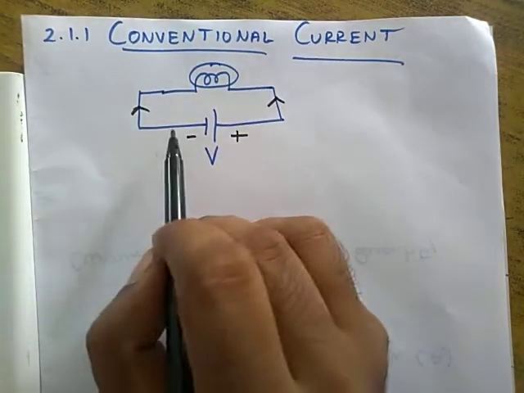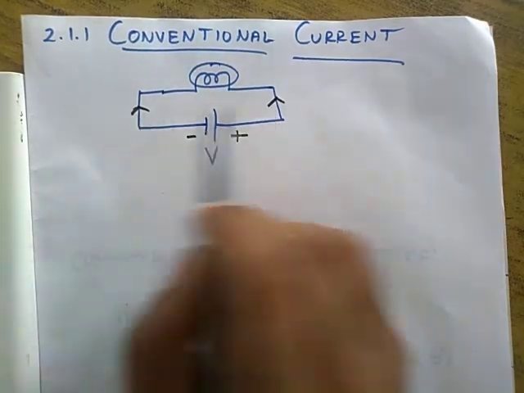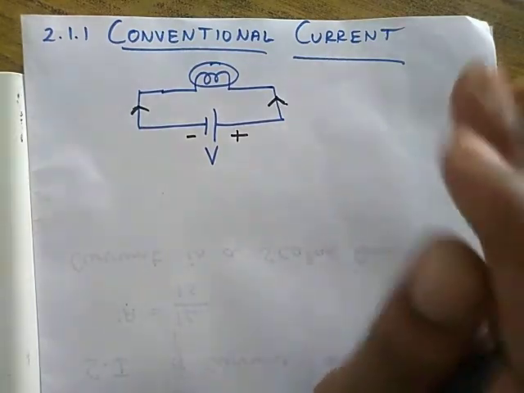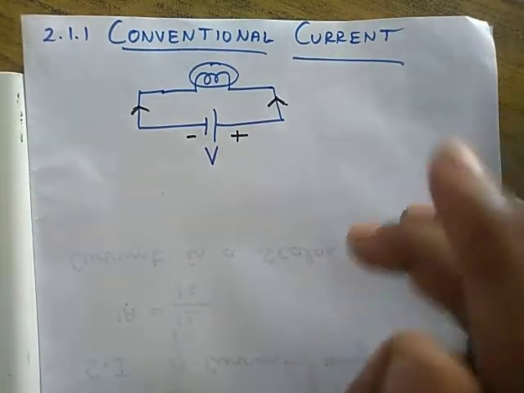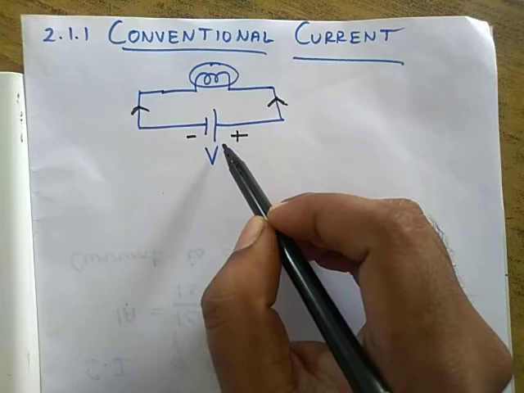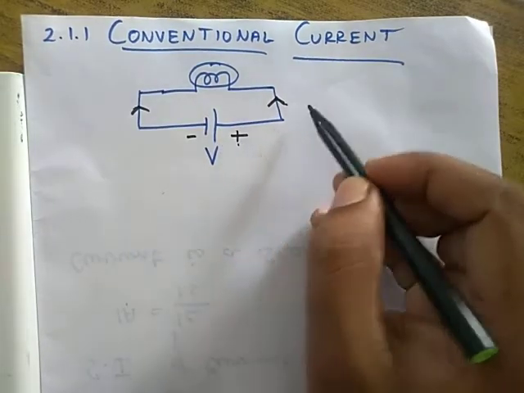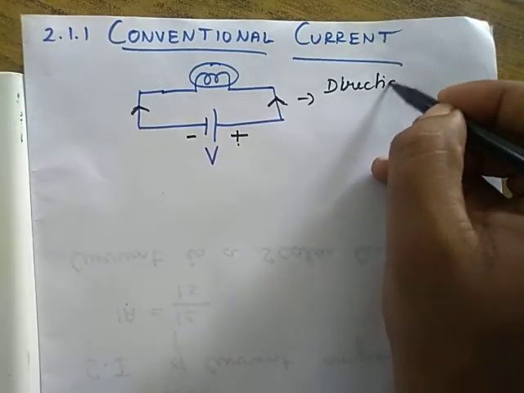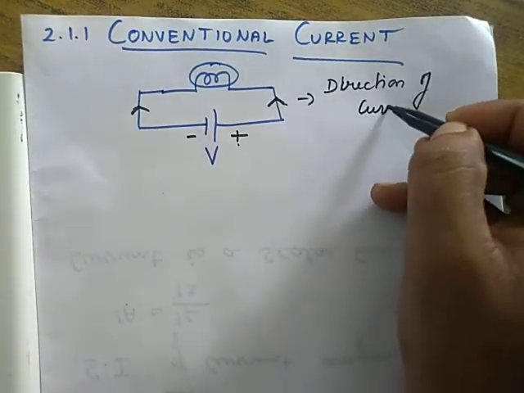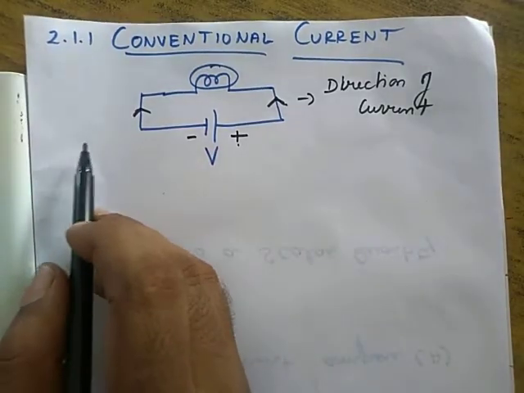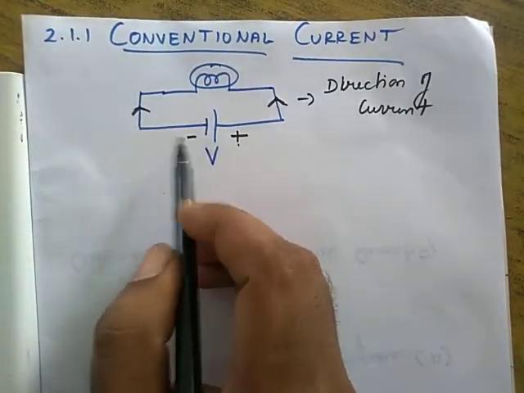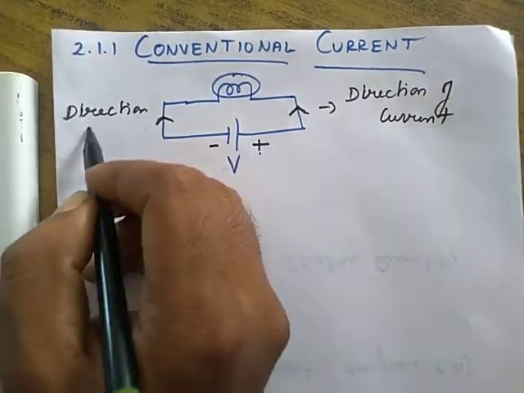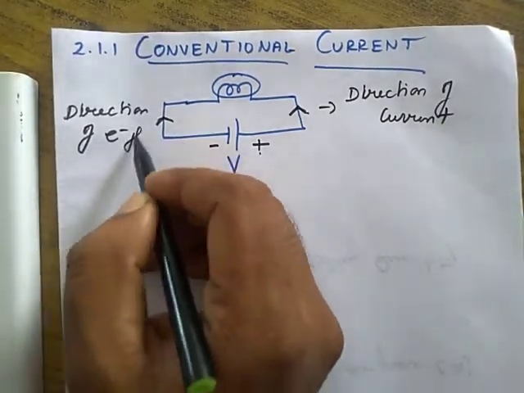In every electric circuit, some arrowheads are there. These arrowheads indicate the direction of electron flow and the direction of the current flow. The arrow from higher electric potential indicates the direction of the current, and the arrow from the lower electric potential indicates the direction of electron flow.